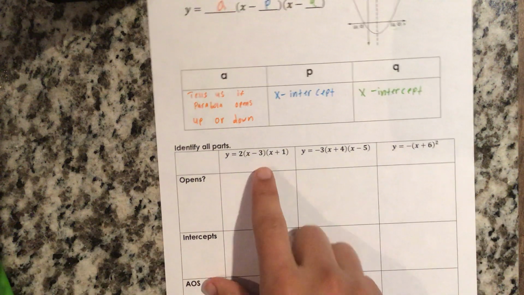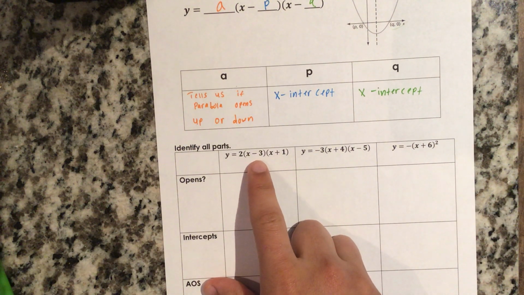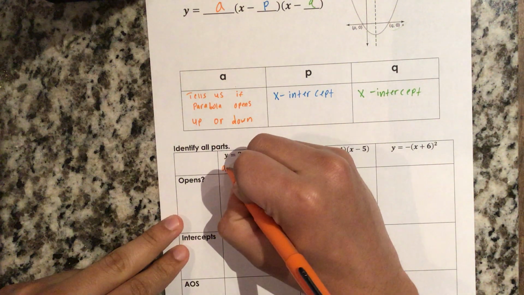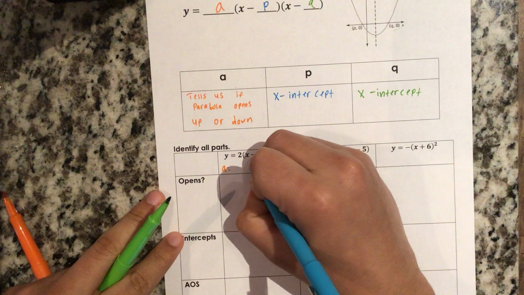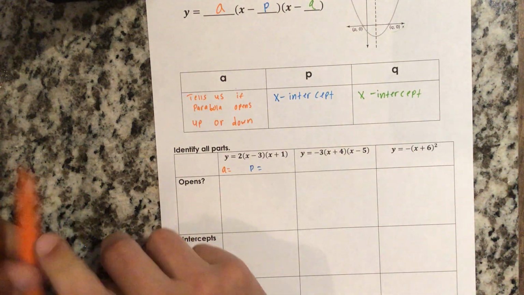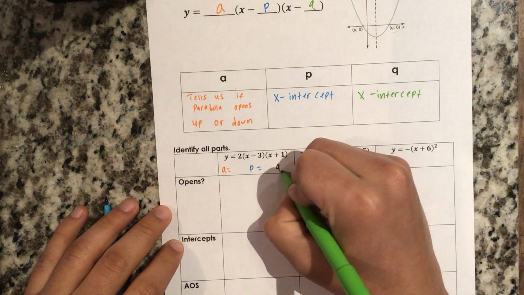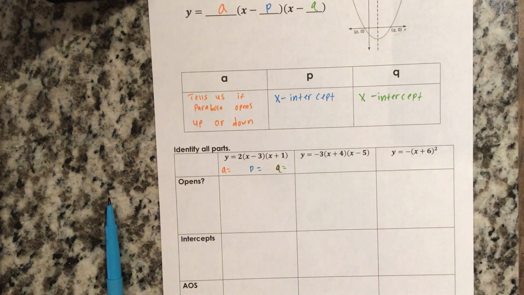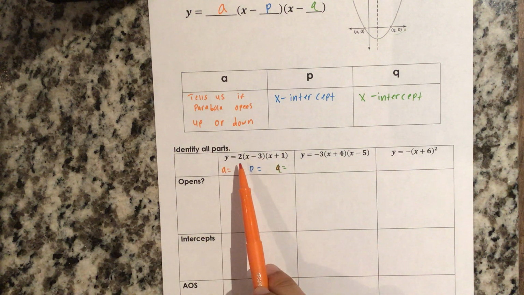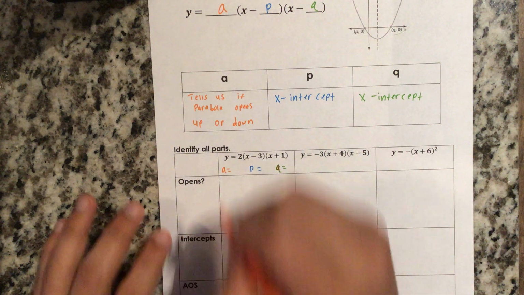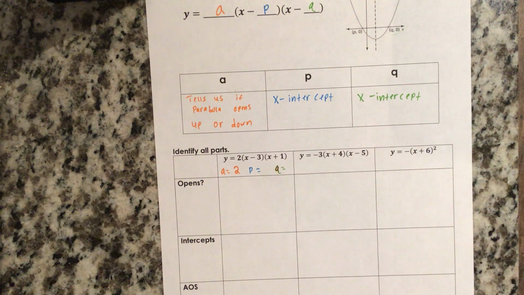The first thing you should do whenever you see an equation in intercept form is label. I'm going to label my a, my p, and my q. Watch how I do this, because this is a little tricky. A is the easy one. A is whatever's in front, that number in front, just like vertex form. So here, my a is 2. That one is easy. You can't mess that one up.